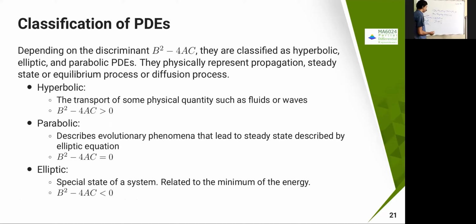If b² minus 4ac is greater than 0, then I call that hyperbolic. This kind of equation occurs in fluids or waves, the transport of some physical quantity. Similarly, if b² minus 4ac equals 0, then it is going to become parabolic. And if it is less than 0, that is going to become elliptic.